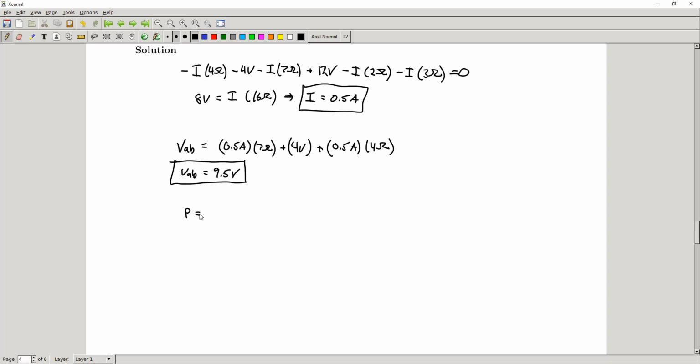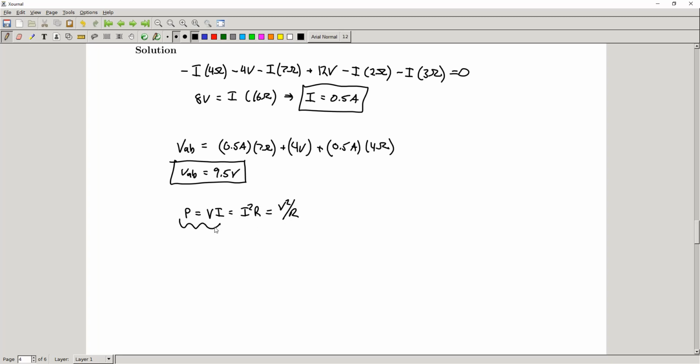So we know that P is equal to, well, we have 3 forms of this. P is equal to VI, which is equal to I squared R, which is equal to V squared over R, right? This is the definition of power, and we just use our definition V equals IR to write it in a couple of different ways. In this case, we don't need any of these other ways. We can just use this.